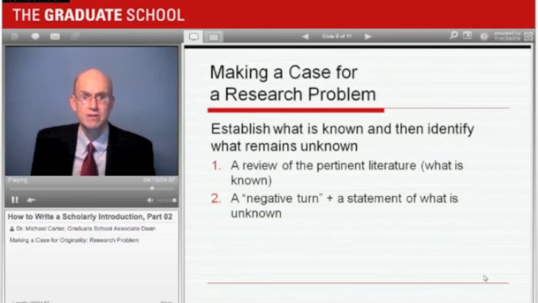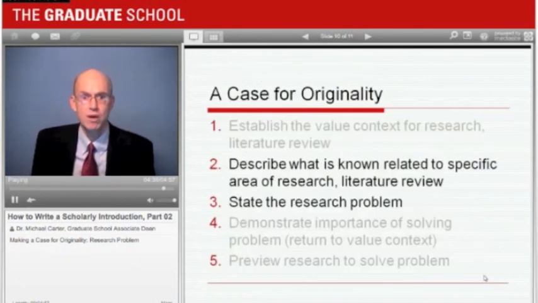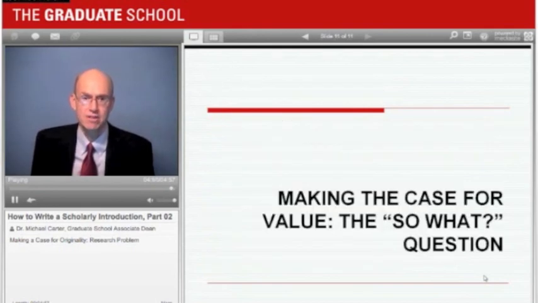So, a reminder, making a case for a research problem, it's establishing what is known, and that is a literature review of the particular area of research that your research problem is going to be in. And then a negative turn plus a statement of what remains unknown. And again, you can see where this occurs in the research article, right here in the middle. And in the next part of this workshop, we will focus on making a case for value, that is addressing the so what question of research.